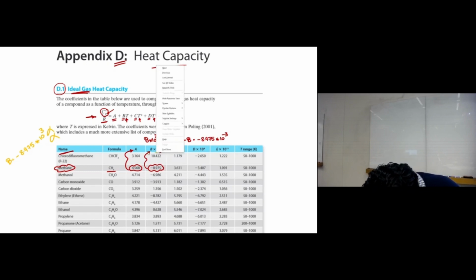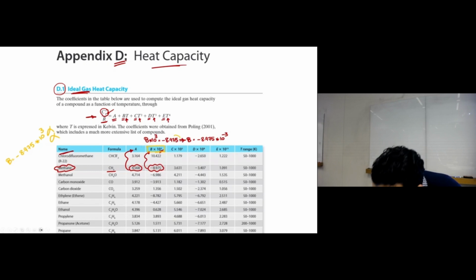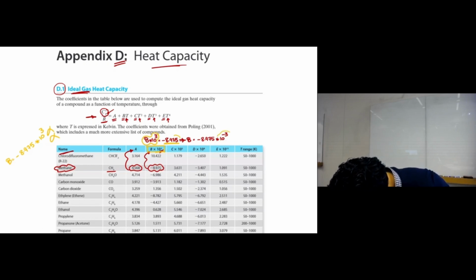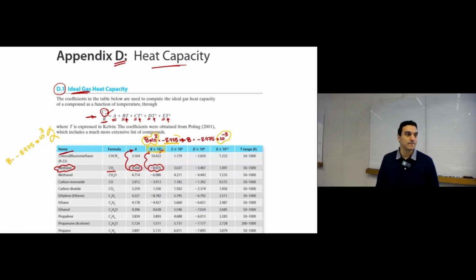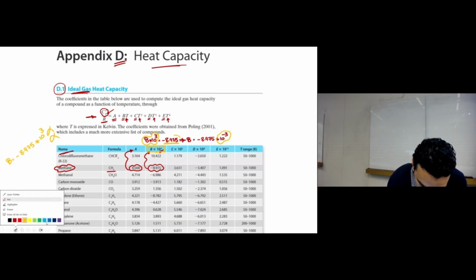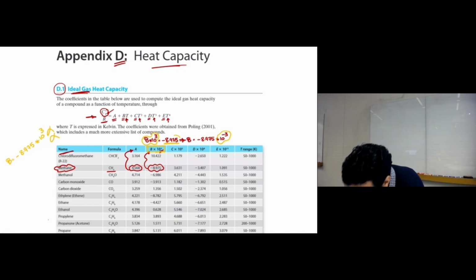B times 10 to the power 3 equals this number. So B times 10 to the power 3 equals the number we have in this column, so we divide by thousands. This is why it's 10 to the power negative 3 here. Is this point clear? If we do the same thing for E, for example.